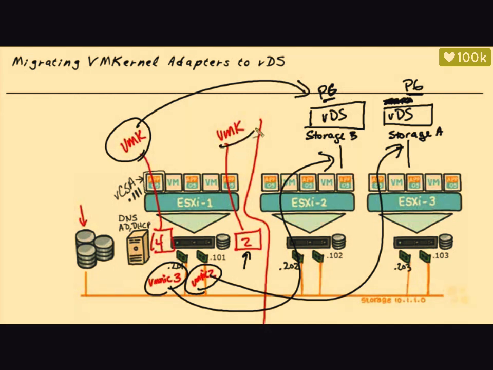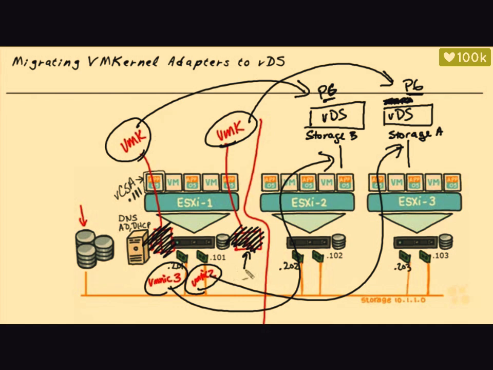And we can take this VM kernel adapter and associate it with the port group over on the switch called storage A. And what we've effectively done is we've removed switch 4 and removed switch 2, the two standard switches, from the picture. They're no longer going to be used.